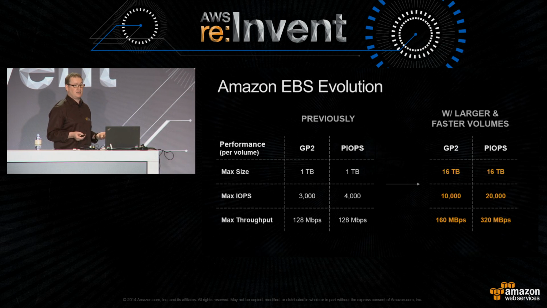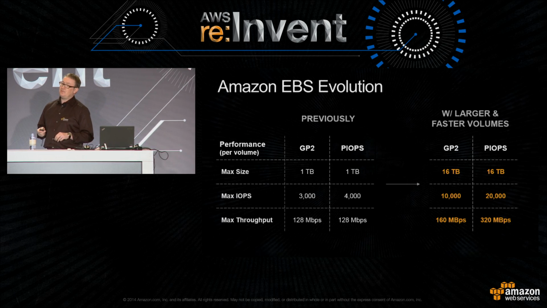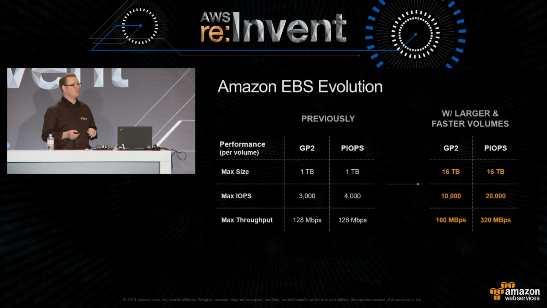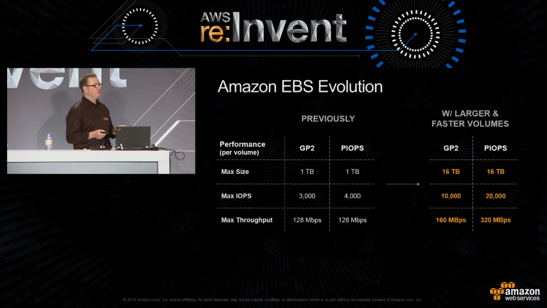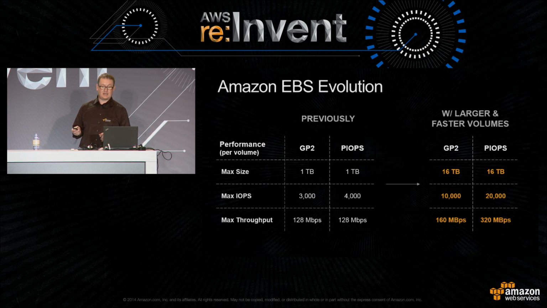Don't need to re-architect. So with GP2, we're going to be delivering up to 16 terabytes of storage. Same with provisioned IOPS. You get 10,000 IOPS on GP2. You get 20,000 IOPS from provisioned IOPS. And the throughput number is 160 and 320 megabytes a second.